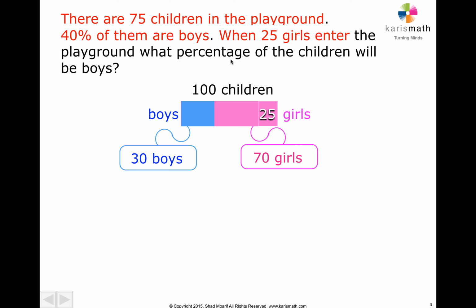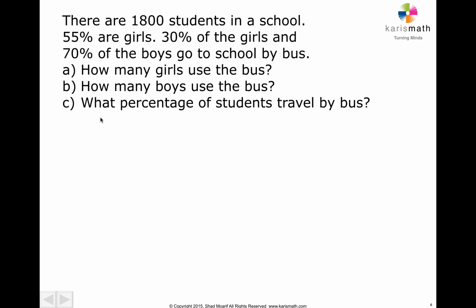Now, what percentage of the children will be boys? That means of this new group of children, the 30 boys out of how many children? Out of 100. So 30 out of 100, which is 30%. So 30% of the children, of 100 children, would be boys. So that's how it changes. First it was 40%, but now when 25 girls enter, it's 30% of all the children who are boys. That's how we do this.